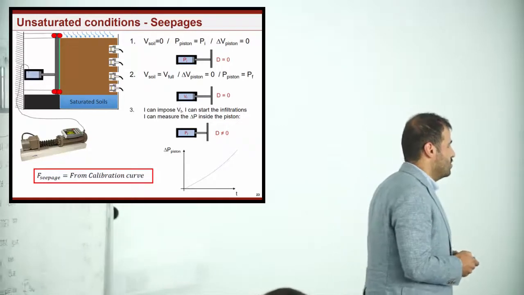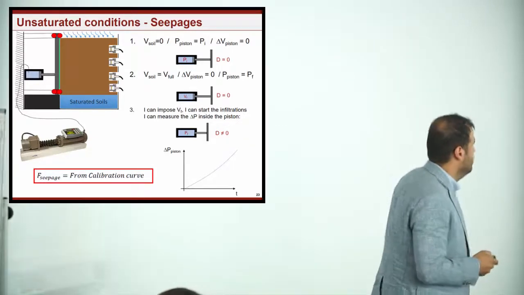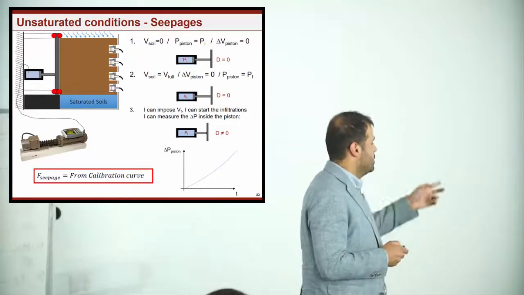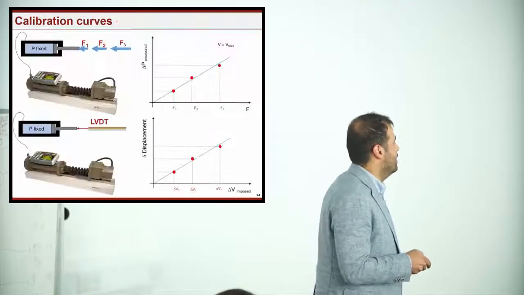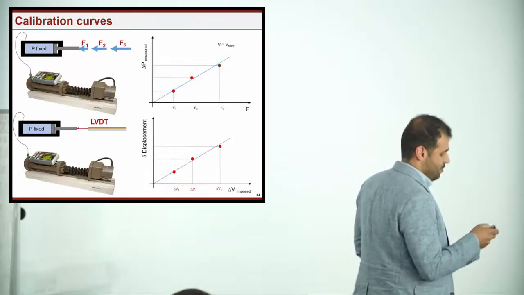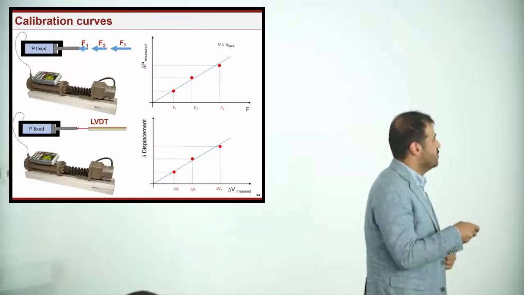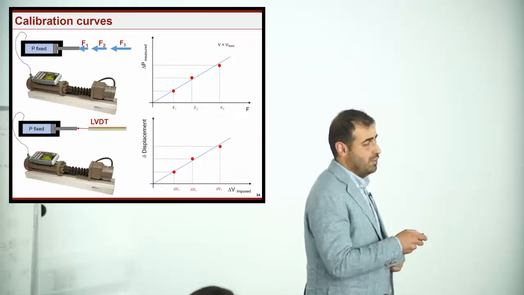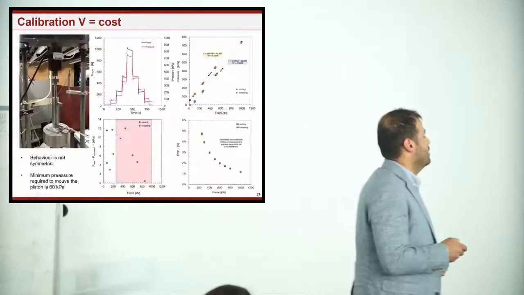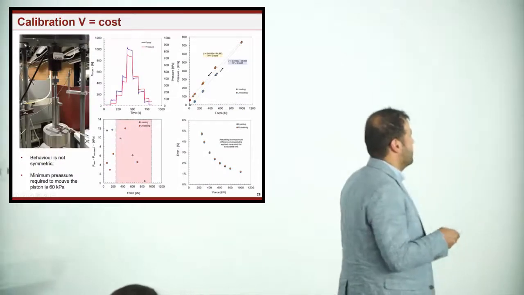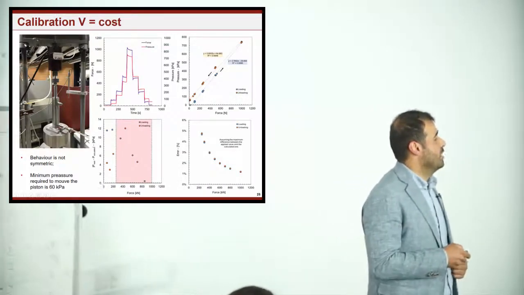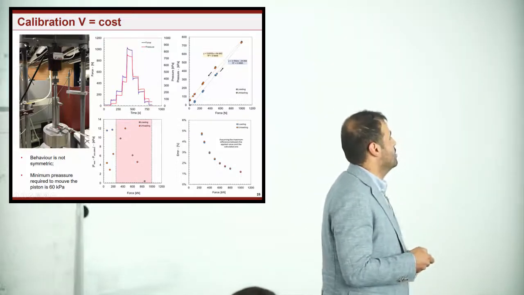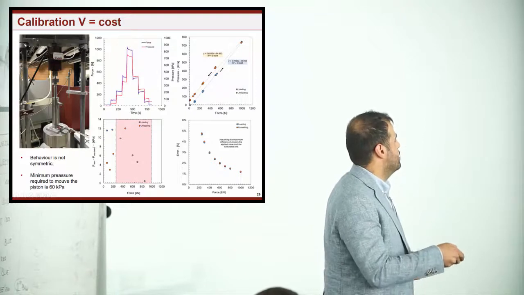To do this, of course, it was necessary to calibrate the system. It was done by applying a force or changing the volume inside the hydraulic cylinder. The first thing that I observed was that the behavior is not symmetric, so I need two calibration curves, for loading and unloading. This calibration has been done at constant volume and while controlling the pressure inside, allowing the volume to change, as can be seen here in the charts.